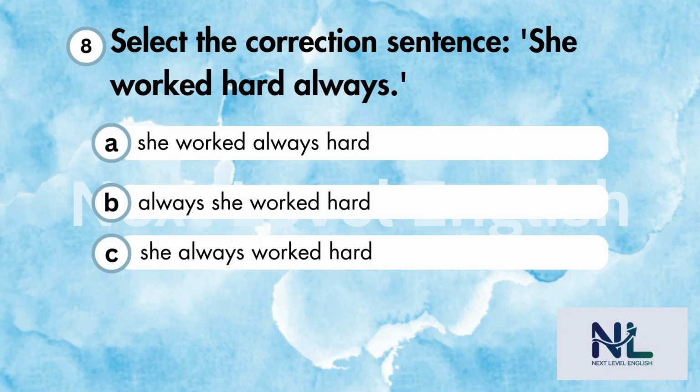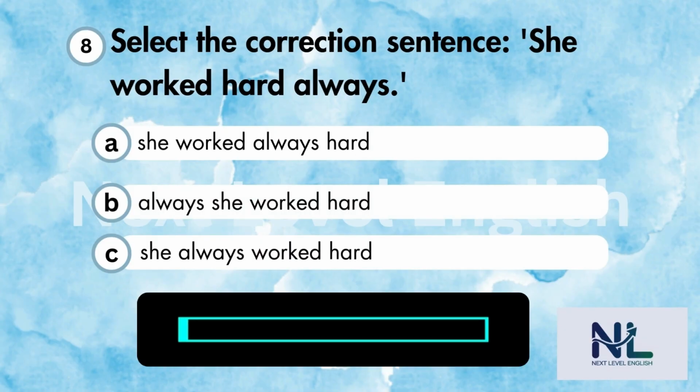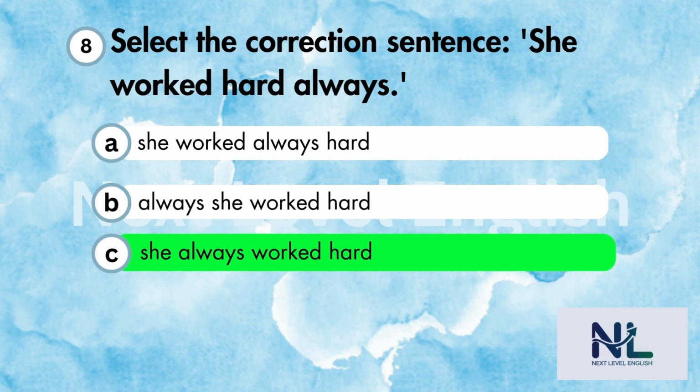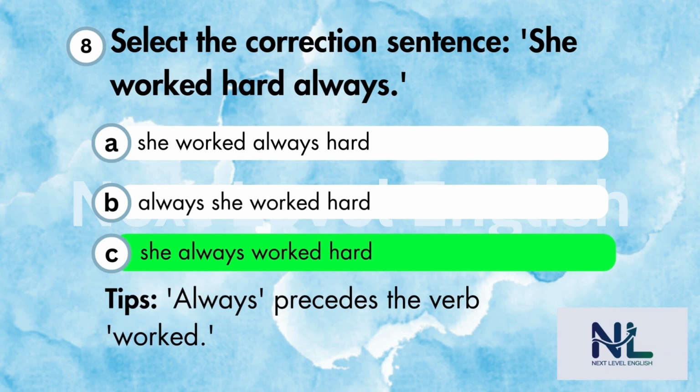8. Select the correct sentence. She worked hard always. She always worked hard. Tips: always precedes the verb worked.